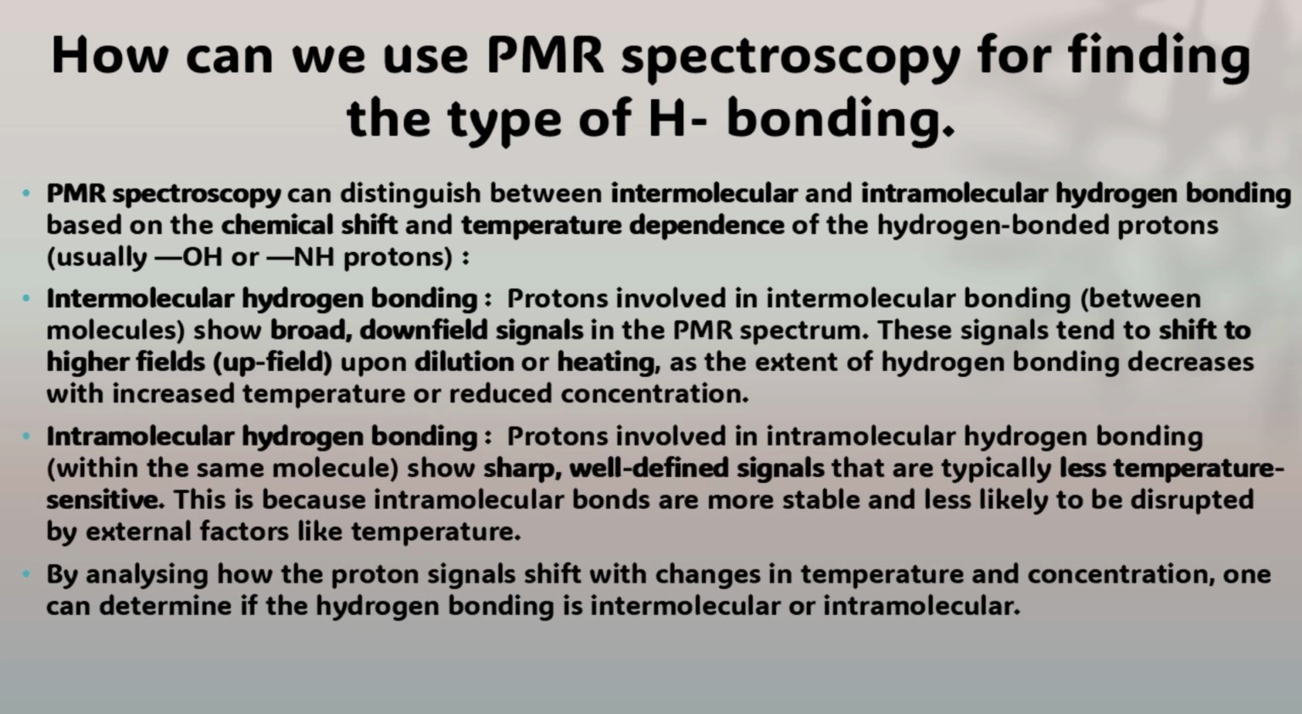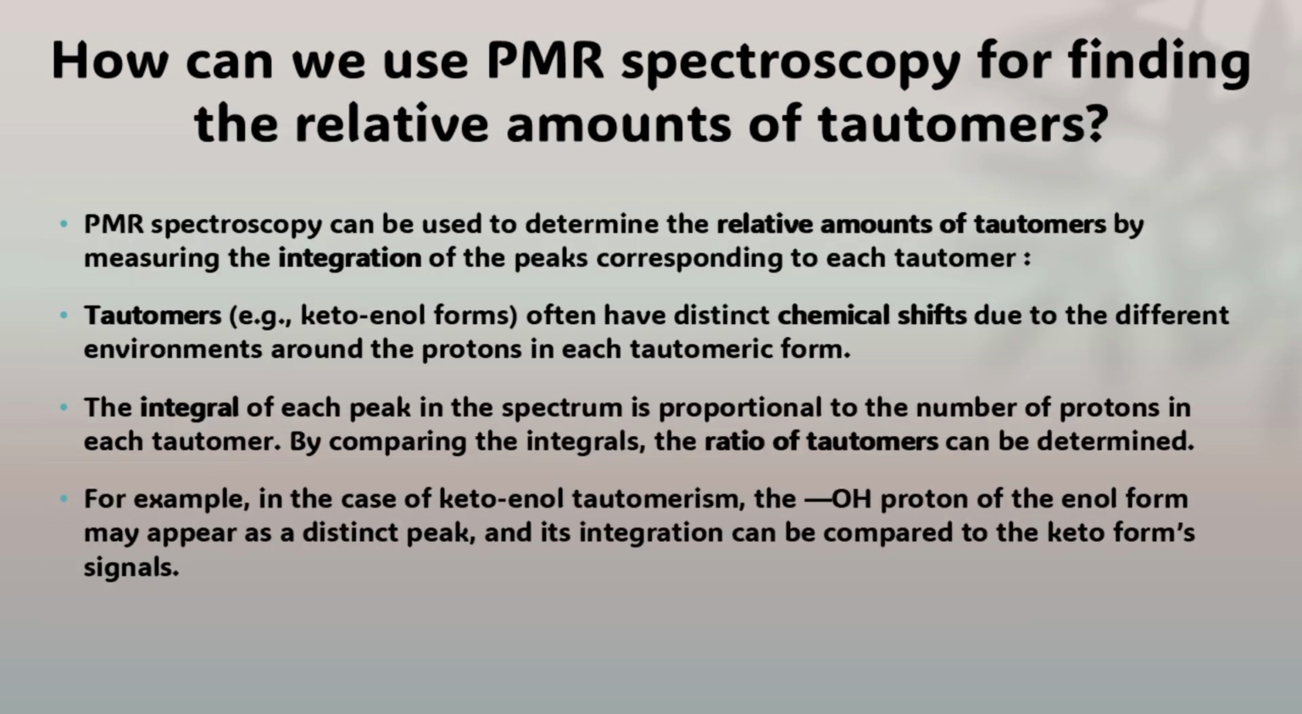Intramolecular hydrogen bonding. Protons involved in intramolecular hydrogen bonding within the same molecule show sharp, well-defined signals that are typically less temperature sensitive. This is because intramolecular bonds are more stable and less likely to be disrupted by external factors like temperature. By analyzing how the proton signals shift with changes in temperature and concentration, one can determine if the hydrogen bonding is intermolecular or intramolecular.